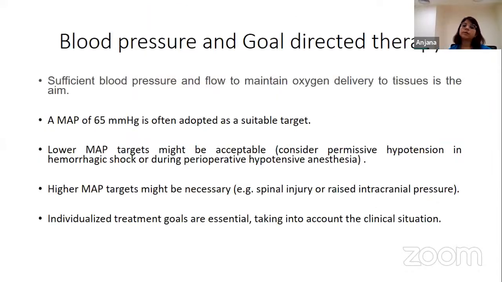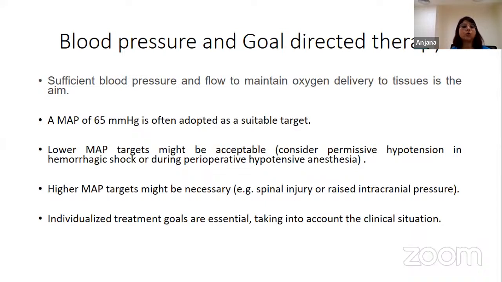Now, what is your goal? You have done your thing. What is your goal after doing a few resuscitations, starting the patients on vasopressors and all? You should have a sufficient blood pressure to maintain an adequate oxygen delivery to the tissue, right? That should be the aim from the beginning. I have been stressing on that.